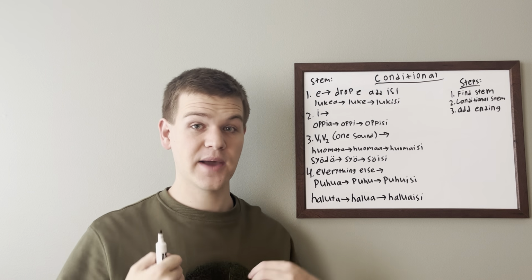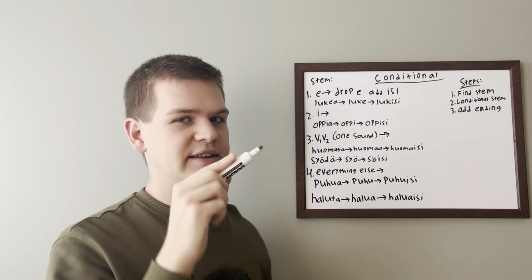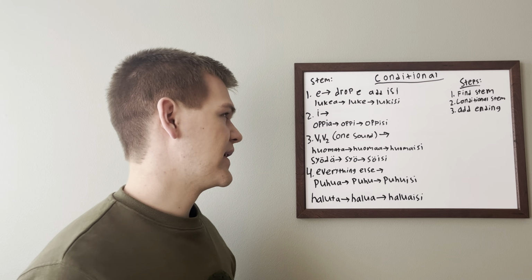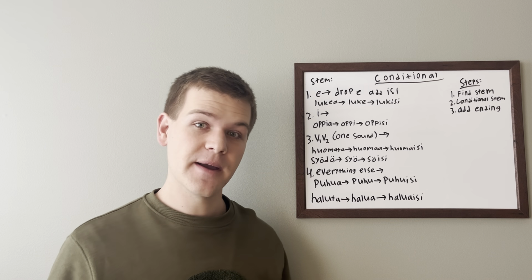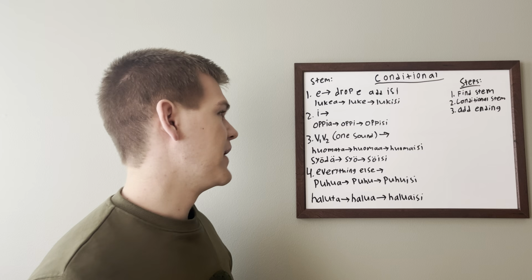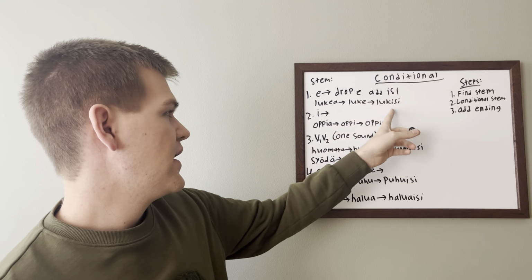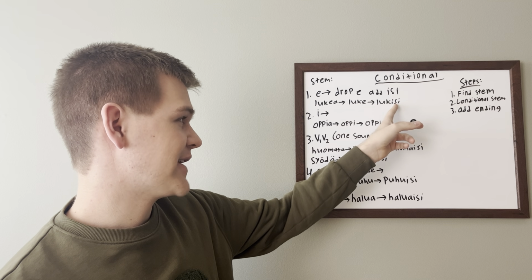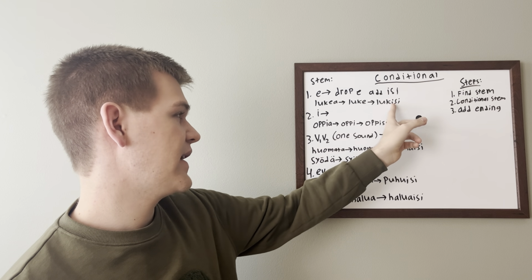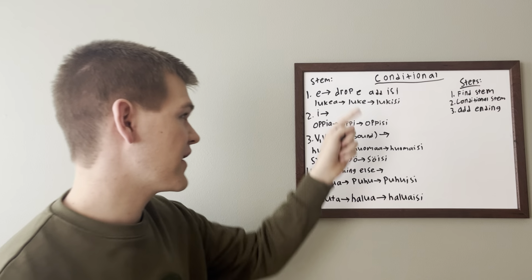So if I want to say I would read, I can just add an N onto the end of there, lukisin. Or if I want to say we would read, I could say lukisimme. And again, we don't have to soften the K or anything because since it's conditional, this S is actually what's at the end, not the K. So when we add it, S doesn't soften. So as easy as that with all E's.